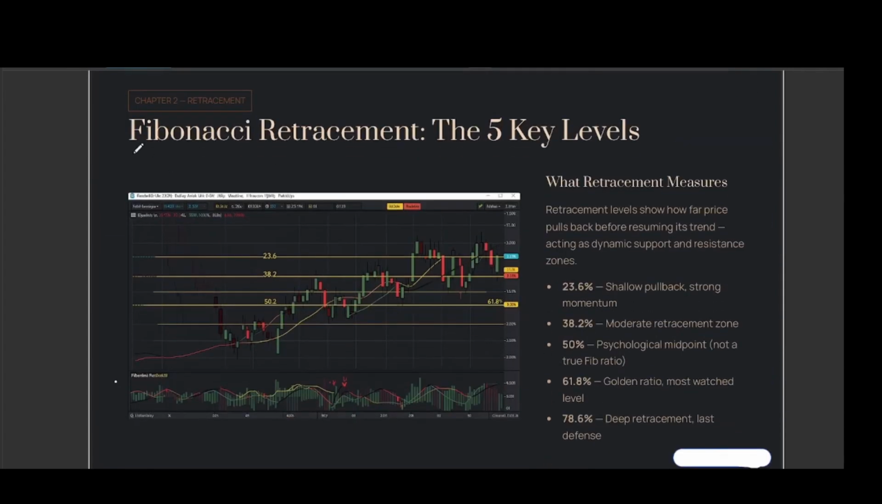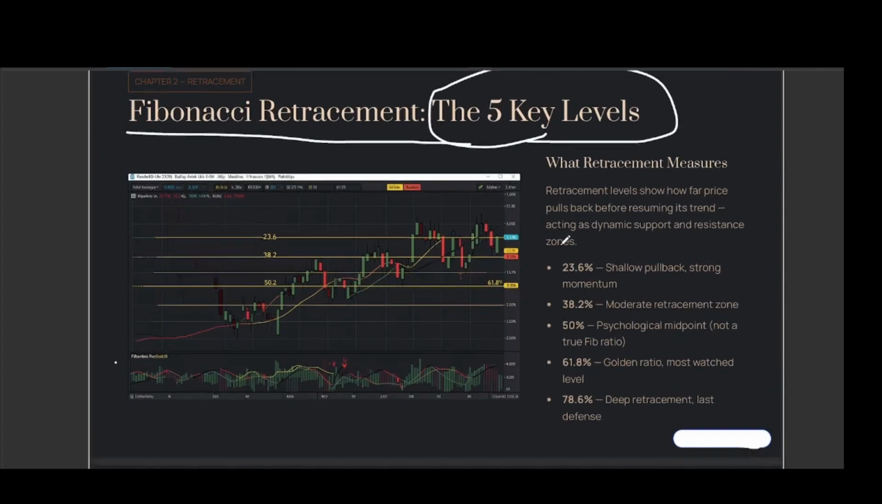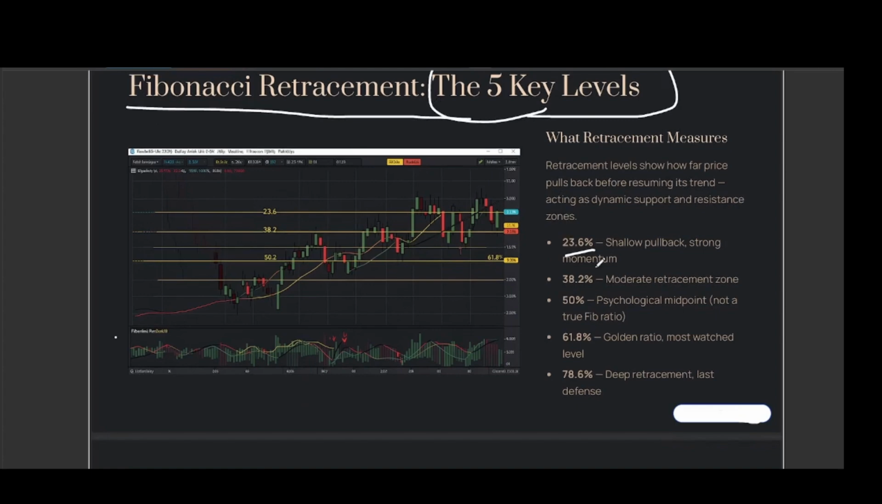Now, what is Fibonacci retracement? There are a total of 5 key levels, okay? Starting off with 23.6. This is a shallow pullback. This means the market has given a light pullback and then reversed. It can even go higher. Chances are there of it going higher.